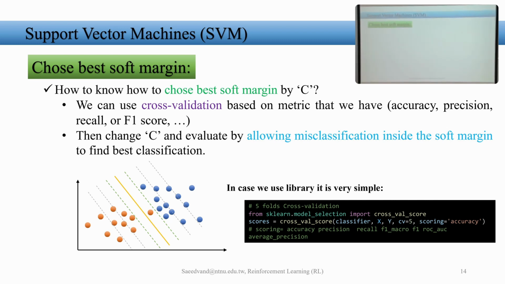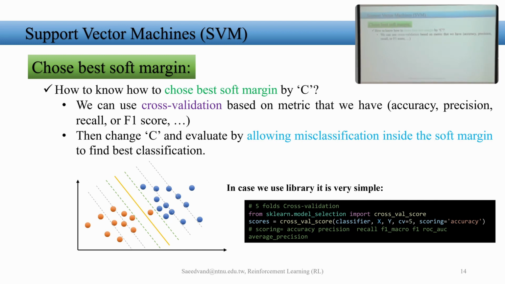If you want to see how we can choose the best soft margin, we can use cross-validation based on the metrics that we discussed, like accuracy, precision, recall, F1 score, that we studied last lesson. We can ask, what is the best value for C? It means that I can change the value for C, and each time allow this margin to become bigger or smaller. My data set is existing, and I make the margin bigger or smaller by changing C.